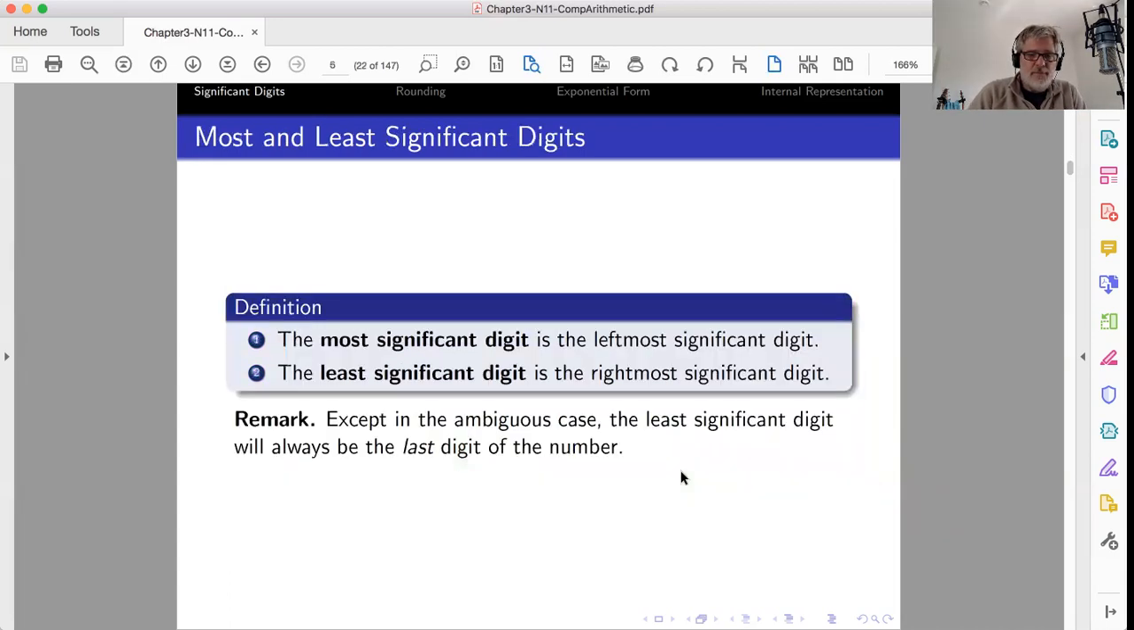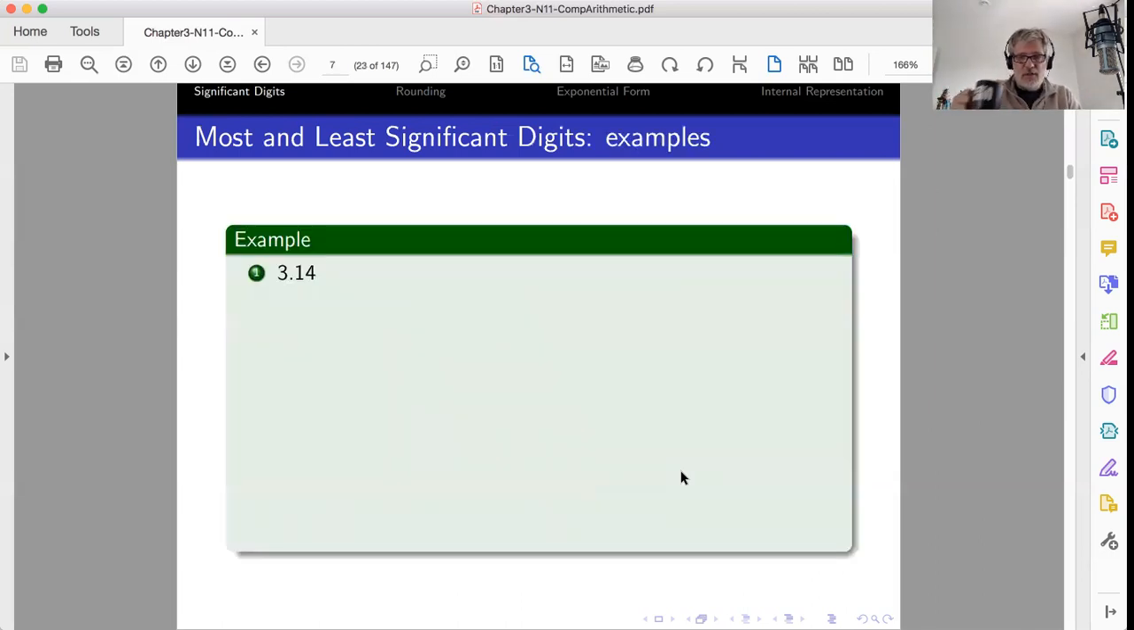Now, once we know what significant digits are, it's easy to define the most significant digit and the least significant digit. The leftmost significant digit is what we call the most significant digit, and the last one on the right of the significant digits is the least significant digit. So let's take a look.